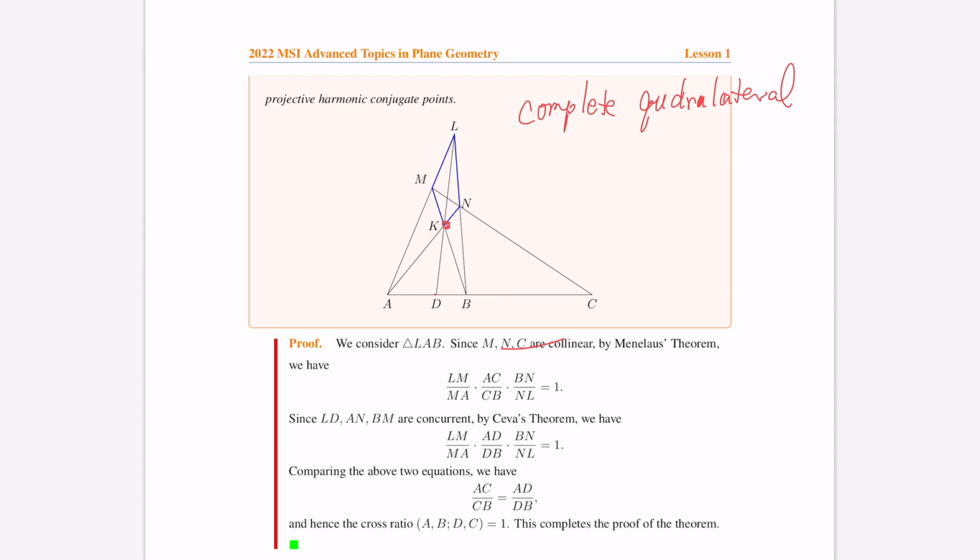Comparing the above 2 equations, you can see that these 2 factors are in common, and these 2 are in common. So we get AC/CB times AD/DB is equal to 1, and therefore the cross ratio is equal to 1. So that completes the proof. This theorem is interesting because you basically draw an arbitrary quadrilateral, then just using those line intersections, you can easily construct the harmonic conjugate points. So harmonic conjugate points exist almost everywhere.